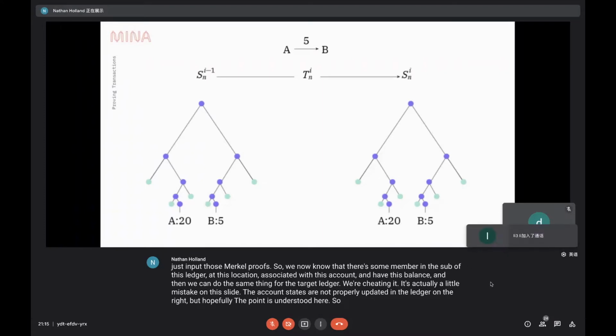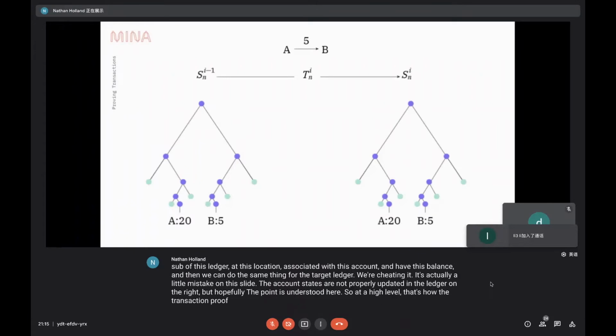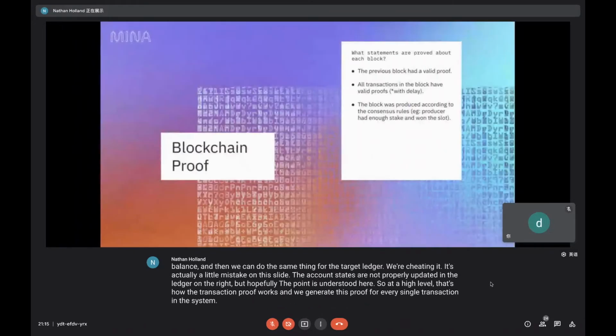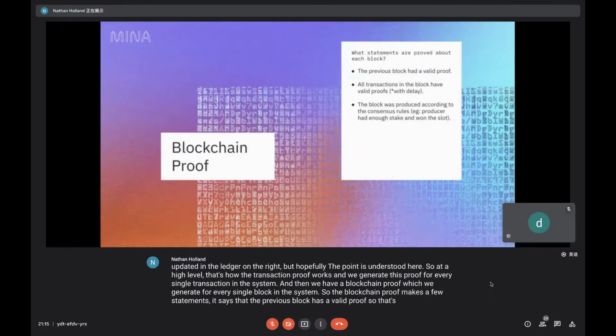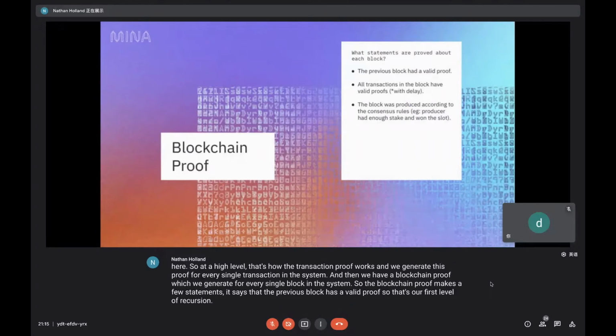So at a high level, that's how the transaction proof works. And we generate this proof for every single transaction in the system. And then we have a blockchain proof, which we generate for every single block in the system. The blockchain proof makes a few statements. It says that the previous block has a valid proof, so that's our first level of recursion. It also says that all transactions in the block have valid proofs as well.